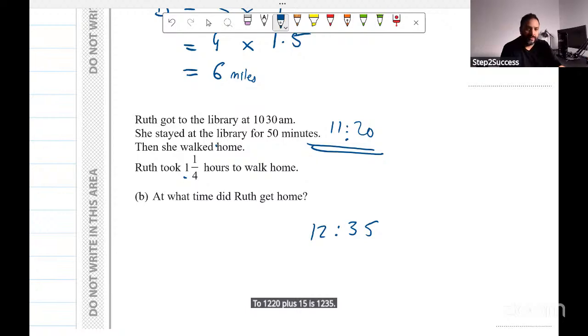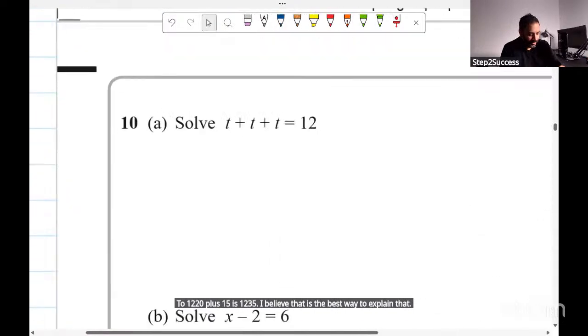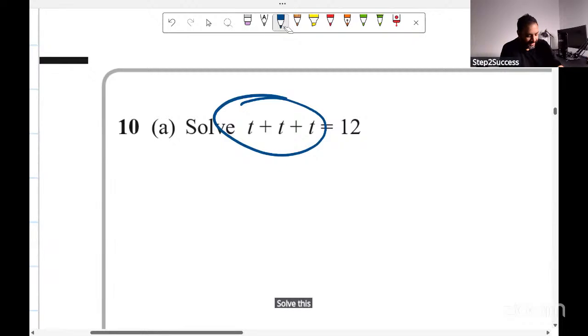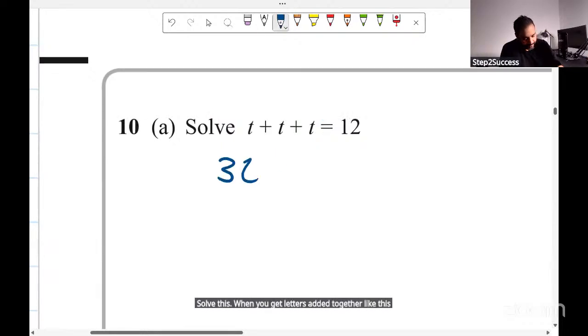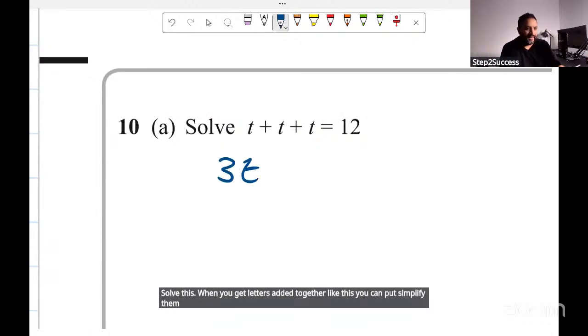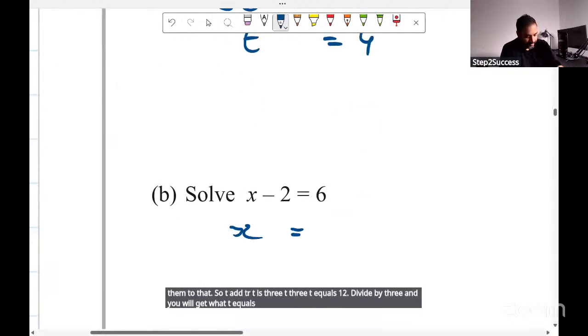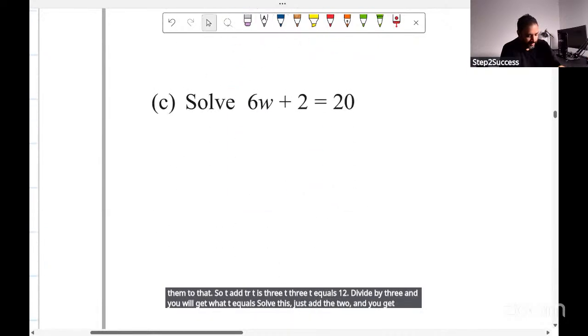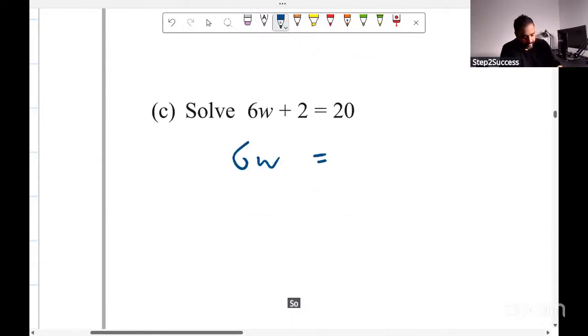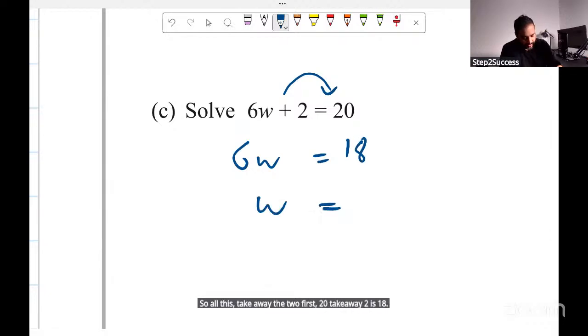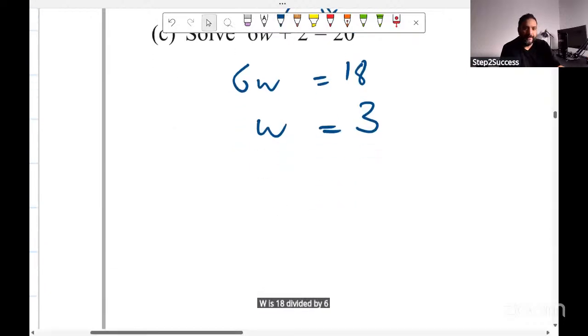I believe that is the best way to explain that. Solve this. When you get letters added together like this, you can simplify them. So t add t add t is 3t. 3t equals 12. Divide by 3, and you will get what t equals. Solve this. Just add the 2, and you get x equals 8. Solve this. Take away the 2 first. 20 take away 2 is 18. w is 18 divided by 6, which is 3.